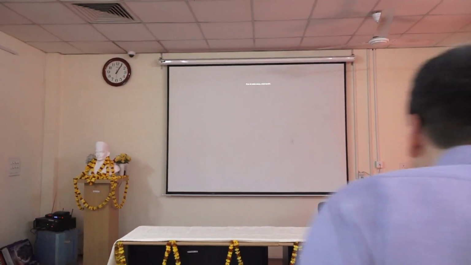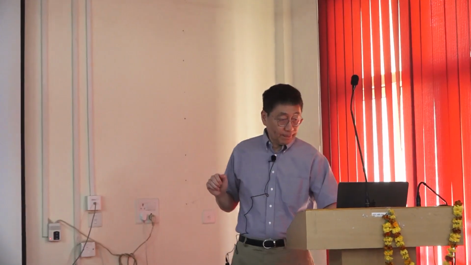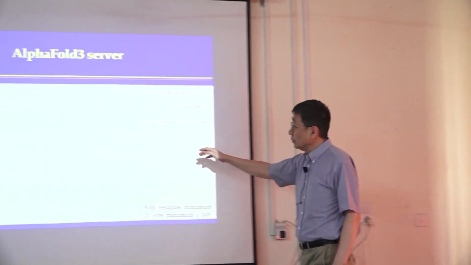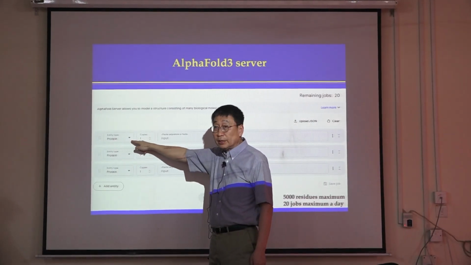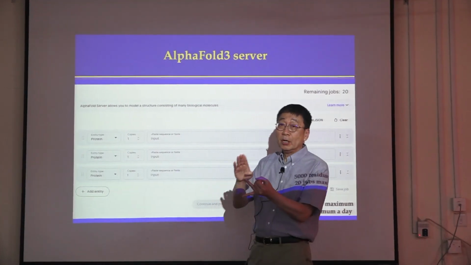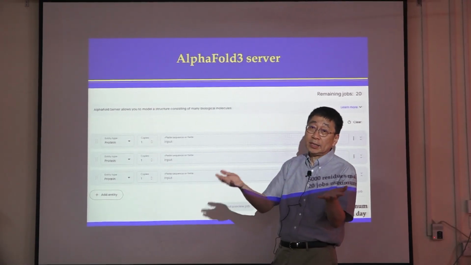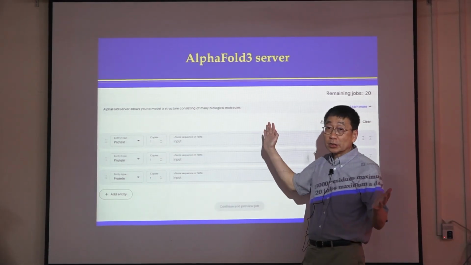So let me show you the server. You can just put in the sequence right here. So you tell it it's a protein, with this drop down right here. You tell it it's a protein or nucleic acids. It's a drop down menu: small molecule, protein, nucleic acid, RNA or DNA, or metal ion. You can do metal ion as well, magnesium, zinc. Then how many copies you have, and then here you put in the sequence. That's all you do.